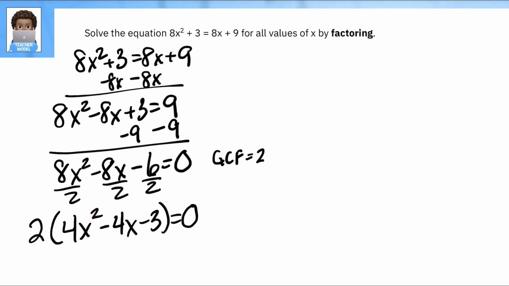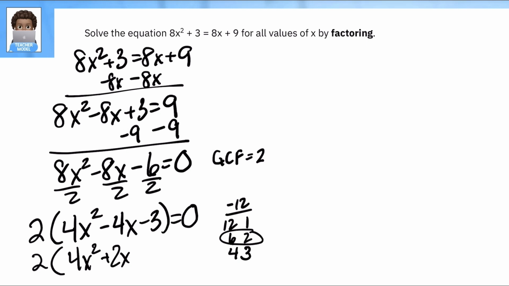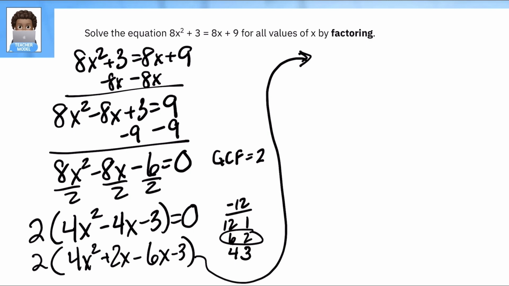So you're thinking of a product of negative 12 that adds up to a negative 4. So 12 and 1, 6 and 2, 4 and 3, and the ones that will work are 6 and 2. So that's going to give us 4x squared plus 2x minus 6x minus 3 equals 0. I'm going to rewrite this up here so we have more space. Let's carry this over.